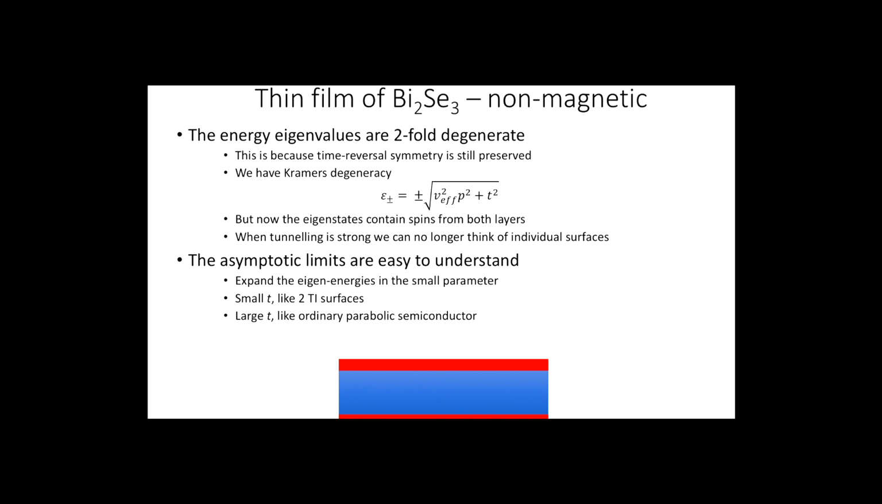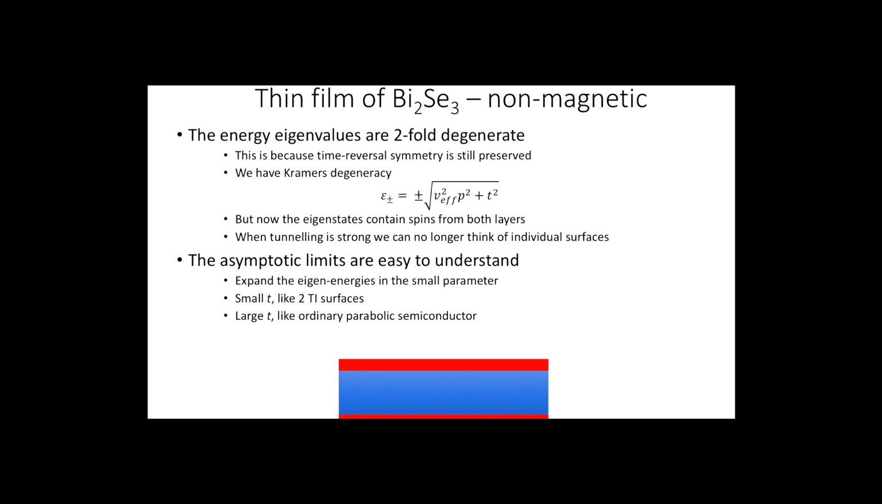in the case when the tunneling is strong, the electrons no longer live on the top surface or on the bottom surface. So if I apply an electric field, transport involves electrons from both surfaces concomitantly. So it's no longer legitimate to talk about a spin living on the top surface and a spin living on the bottom surface. At the same time, if we look at these energies in two asymptotic limits, those are also very simple to understand.